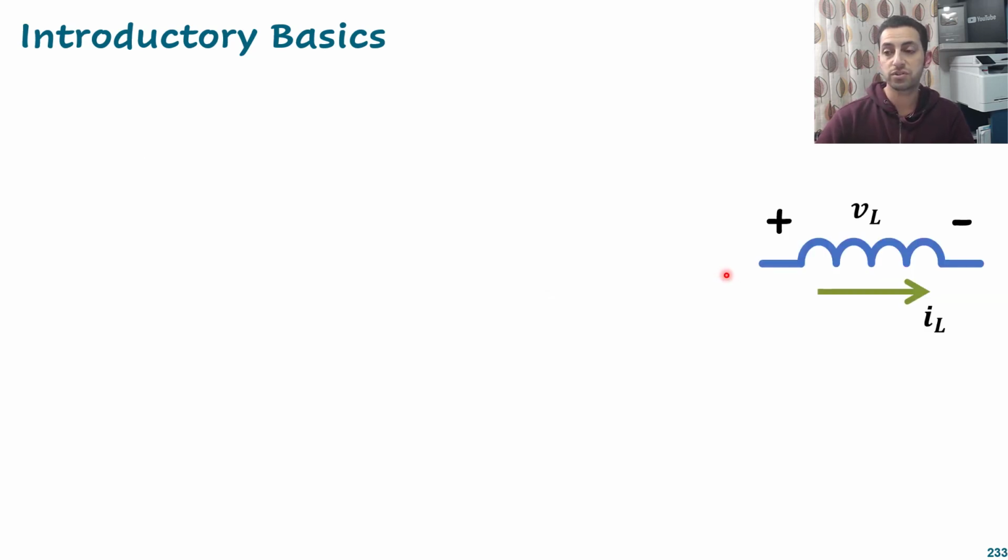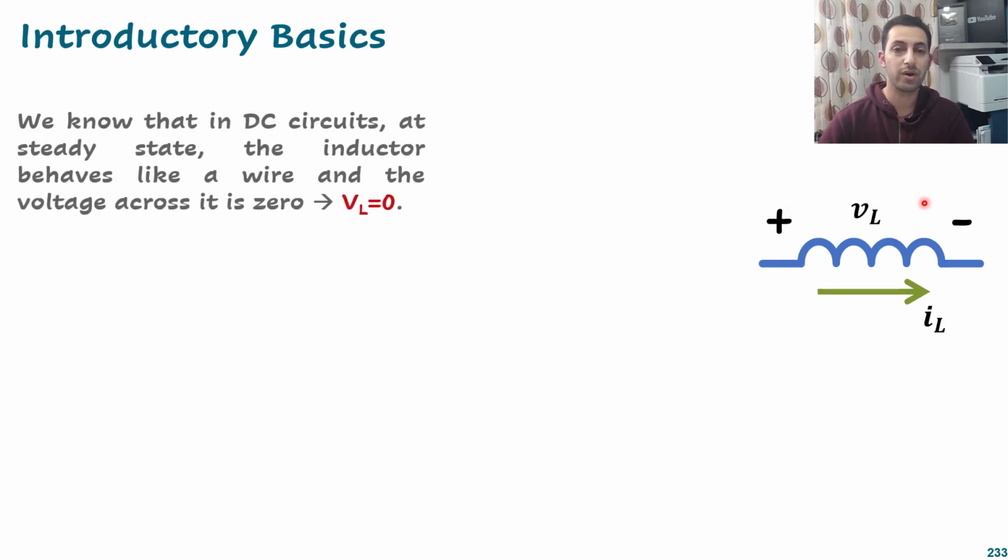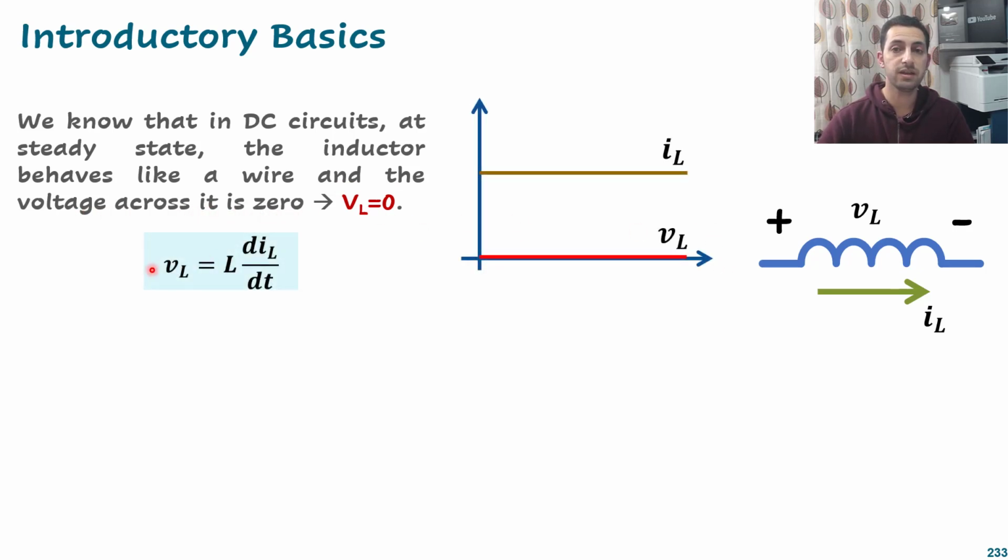We know that when we try to change the inductor current, the inductor will resist the change and produce some voltage. But if the current is not changing at all at steady state, there is no voltage. So in DC circuits, at steady state, the inductor behaves like a wire, and the voltage across it, VL, is zero, because VL equals L dI by dt, and at steady state there is no change in current, so VL equals zero.